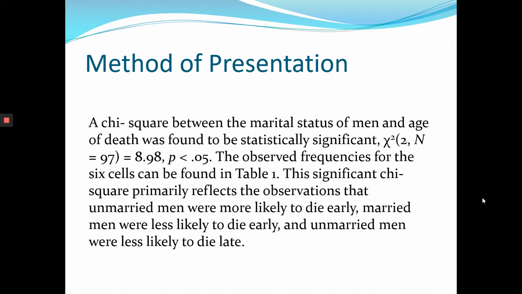Then if we were going to present this, we would have the observed frequencies in a table. So people can look at it and kind of see what it looks like in general. And then we can explain it. So, well, what's going on? Well, this significant chi-square primarily reflects the observation that unmarried men were more likely to die early.